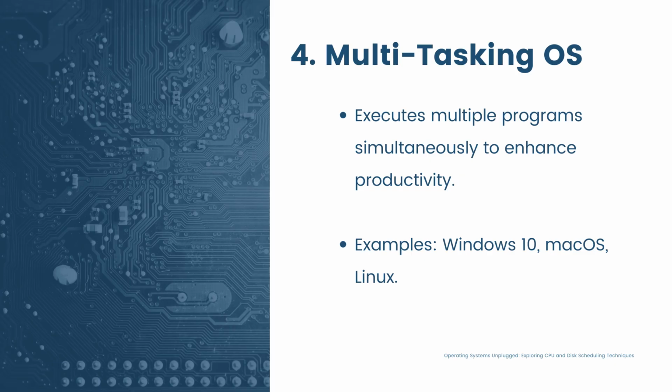The fourth one is Multitasking OS. This operating system allows several programs to run at the same time. For example, on a Windows PC, a user can browse the internet, listen to music, and download files simultaneously.